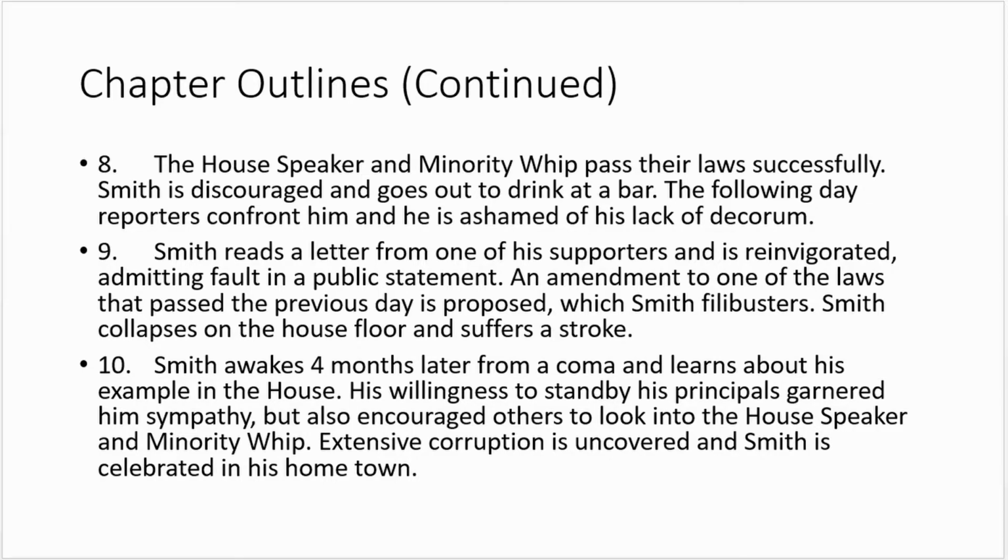Chapter 10. Smith awakes 4 months later from a coma and learns about his example in the House. His willingness to stand by his principles garnered him sympathy, but also encouraged others to look into the House Speaker and Minority Whip. Extensive corruption is uncovered, and Smith is celebrated in his hometown. The end. So that's our outline. That's our 3-ish per chapter sentence outline.